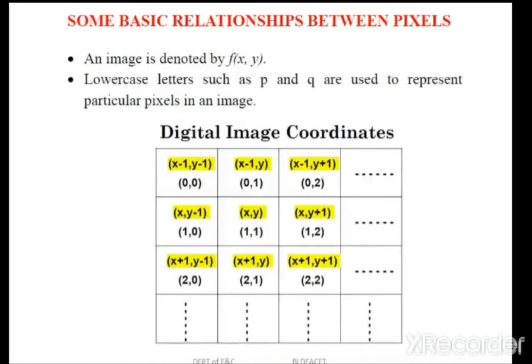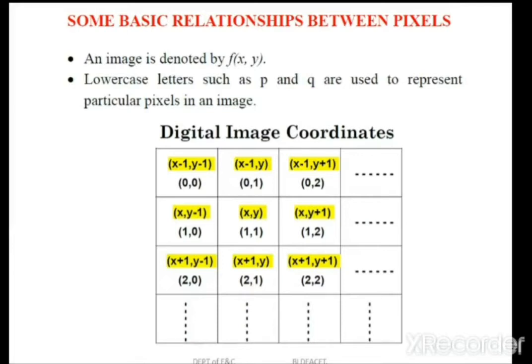The next topic we have is the basic relationship between pixels. Remember, we generally represent the image as f of x comma y, a two-dimensional function f of x comma y. So f is the amplitude, the gray level value, also called the intensity value, at the location x comma y.